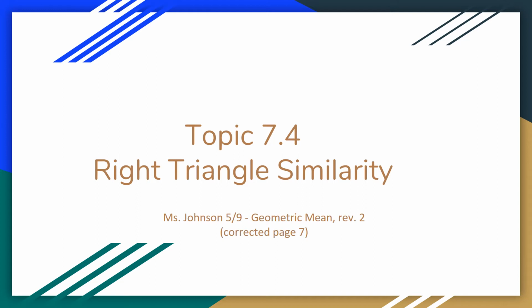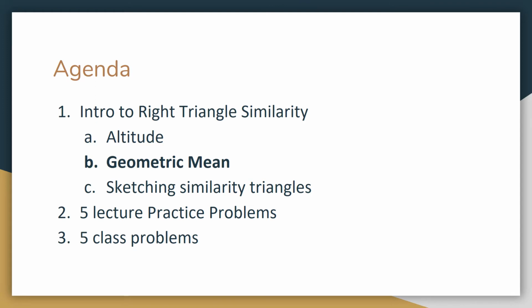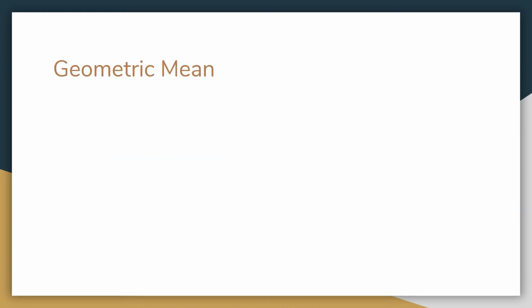three triangles. So the agenda today is to specifically talk about geometric means. On Monday and Tuesday, we'll talk about altitude, even though I'll bring up the word altitude today, and then sketching similarity triangles on Monday and Tuesday. I think we do like 3 problems today, and you'll have 4 or 5 to do. Geometric means.